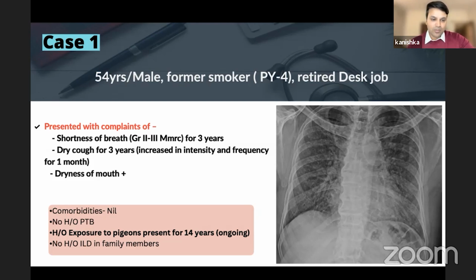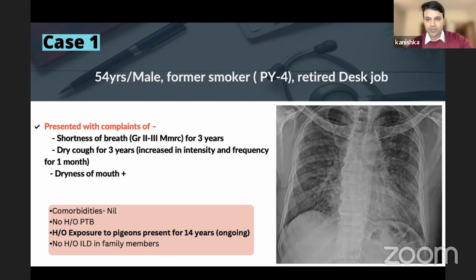We talk about the comorbidities. There were no comorbidities. There was no history of pulmonary tuberculosis, no history of ILD in the family, but there was a history of exposure to pigeons, which was present for the last 14 years, and it is still ongoing. So in this slide, you can see the X-ray.